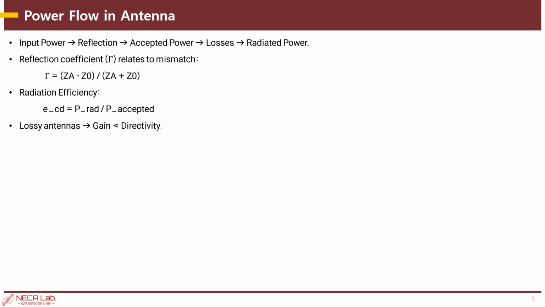Third, let's talk about radiation efficiency, represented by ECD. It is defined by the second equation. Here P radiation is the radiated power and P accepted is the power actually accepted by the antenna. Finally, remember that lossy antennas which have significant internal losses will have a gain that is less than the directivity. Understanding these factors helps us design antennas that efficiently convert input power into useful radiated power, minimizing losses and maximizing performance.